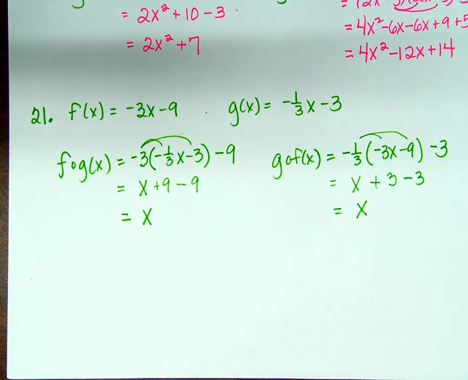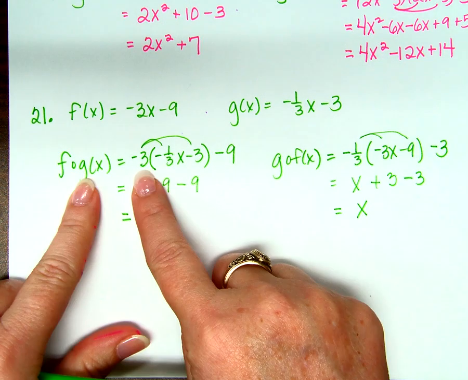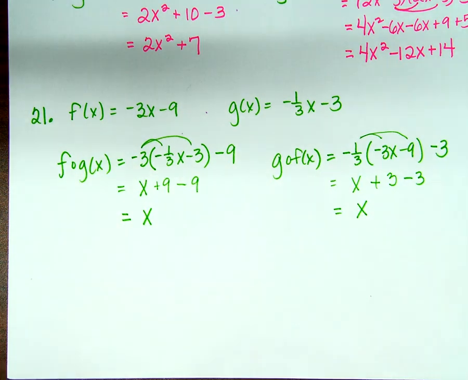What do you wonder? You notice they're the same. Anybody else notice anything? We did f of g and then we did g of f. Good. What do you wonder? Why they're both equal to x? Good. Do you have to write something different?